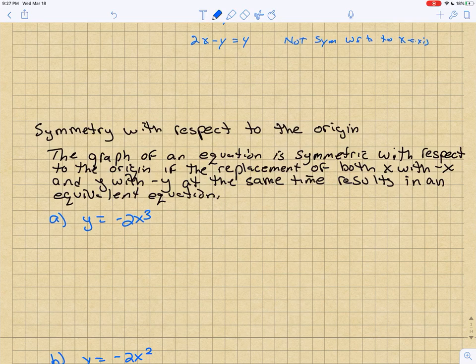Here's another thing we want to look at. We've looked at the x-axis and we looked at the y-axis, but we haven't looked at whether it's symmetric with respect to the origin. And we have a test for that. This problem says the graph of an equation is symmetric with respect to the origin if the replacement of both x with a minus x and y with a minus y at the same time results in an equivalent equation. So what we want to do is replace the x with the opposite of x and the y with the opposite of y at the exact same time, process everything, and see if we can make them equivalent to each other.